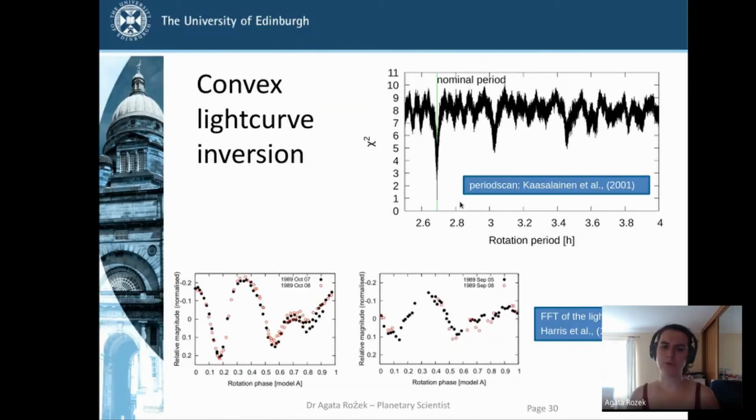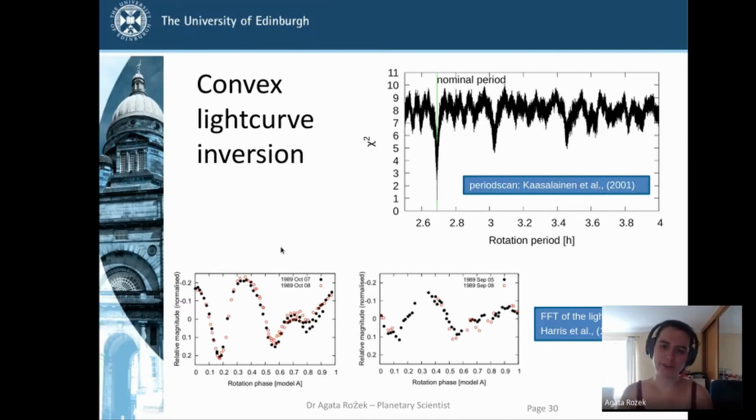The first step to do is assess the periodicity of those changes. So we'll look at the rotational period of the object. The easiest way to do that is to just try different possible periods and see if it fits. And this is basically what we do.